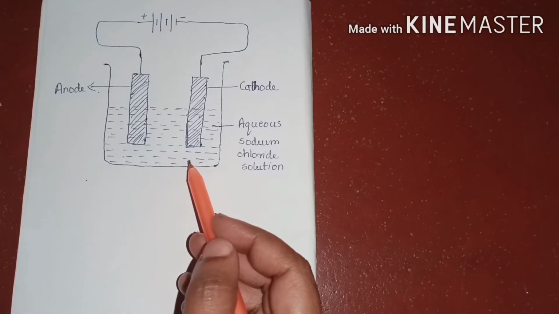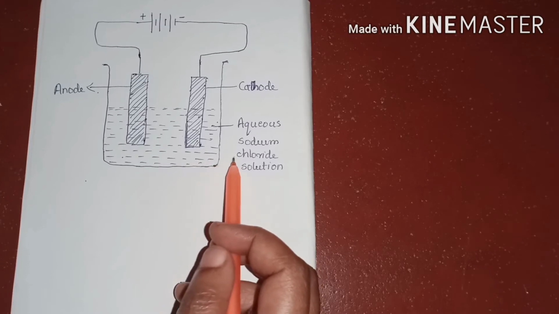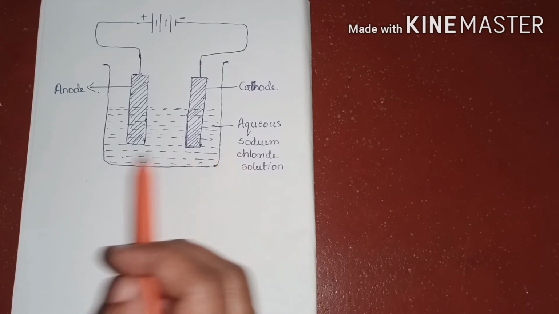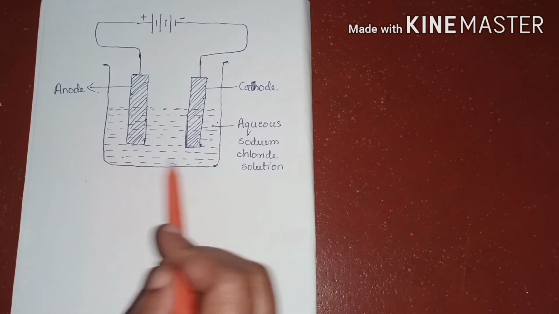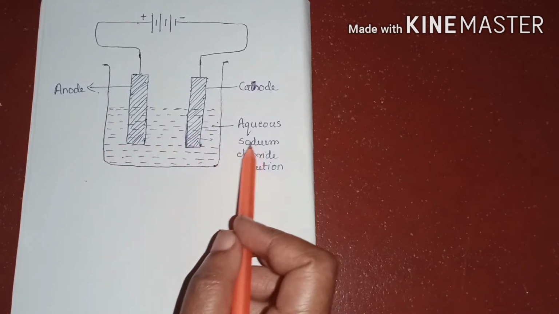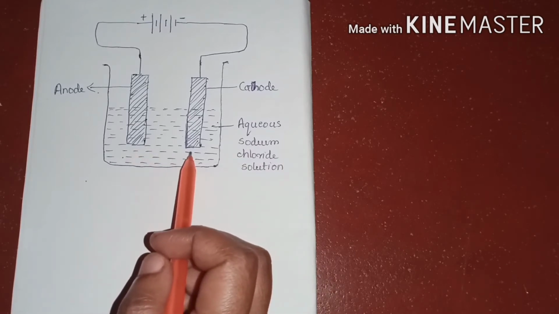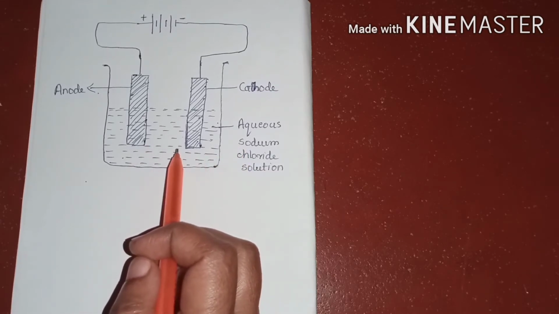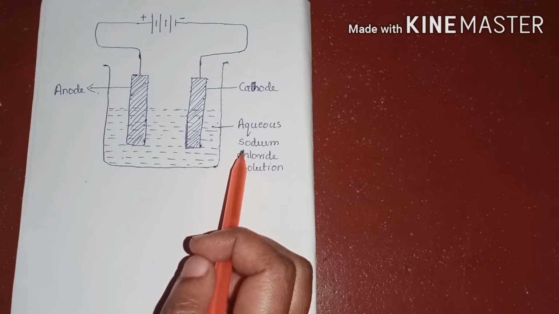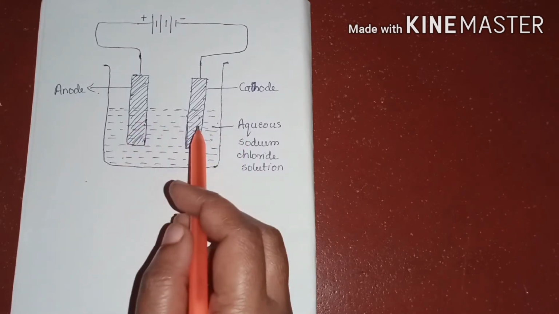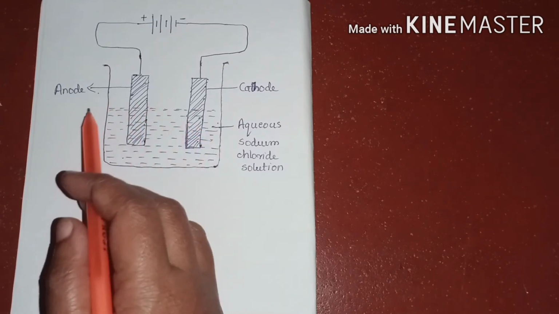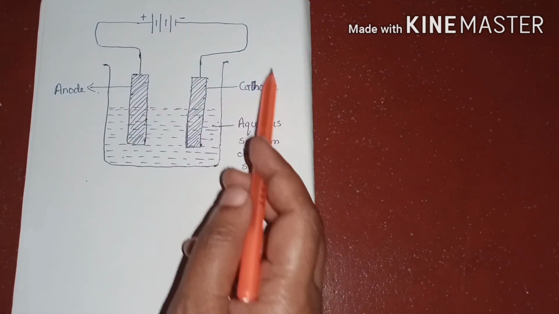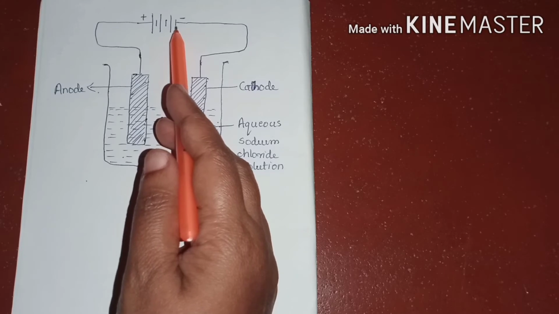This figure represents the setup for the preparation of sodium hydroxide by passing electricity through sodium chloride solution. Here there is one beaker and we take aqueous sodium chloride solution in that beaker. Aqueous sodium chloride solution means sodium chloride dissolved in water. It is also known as brine or brine solution. Two electrodes are immersed in that solution. One is the anode, which is connected to the positive terminal of a battery, and the other is the cathode, which is connected to the negative terminal of a battery.